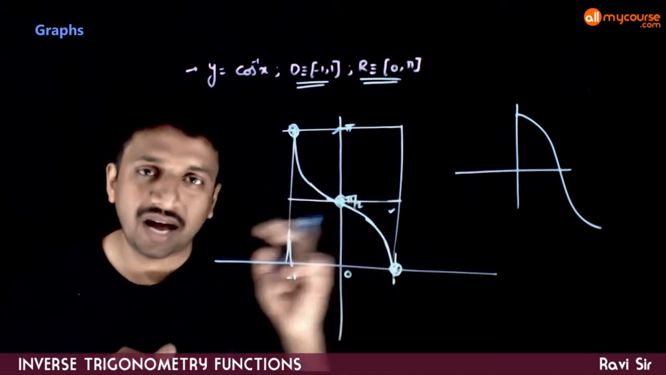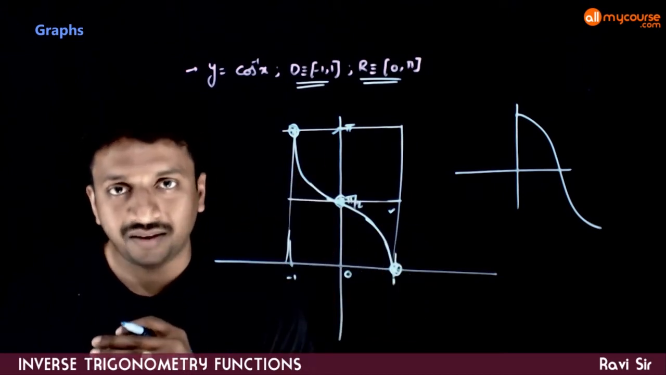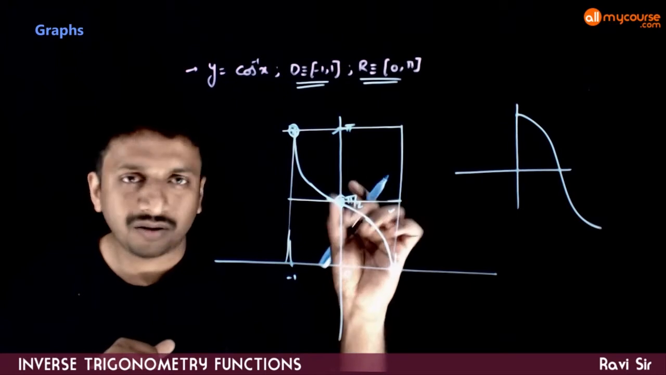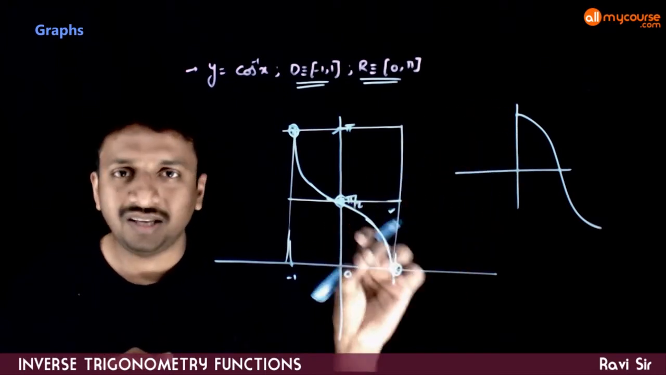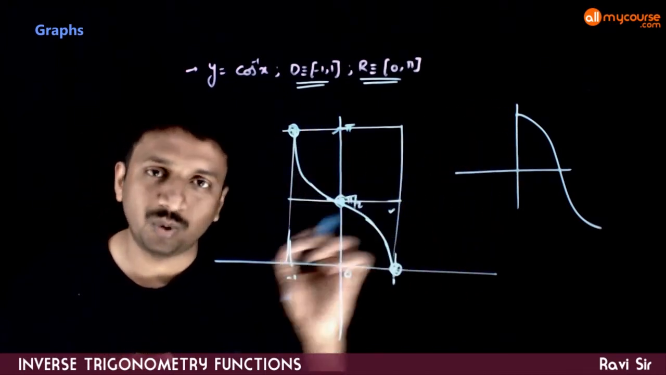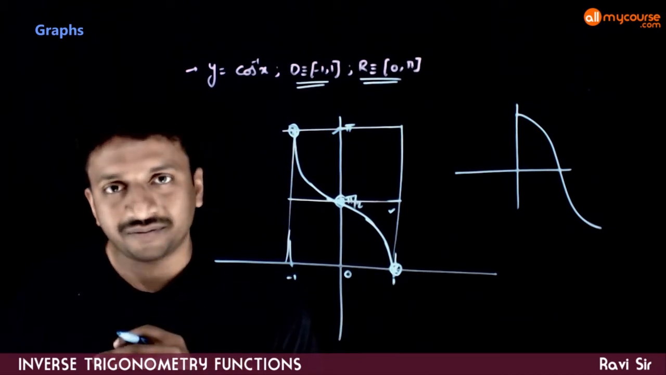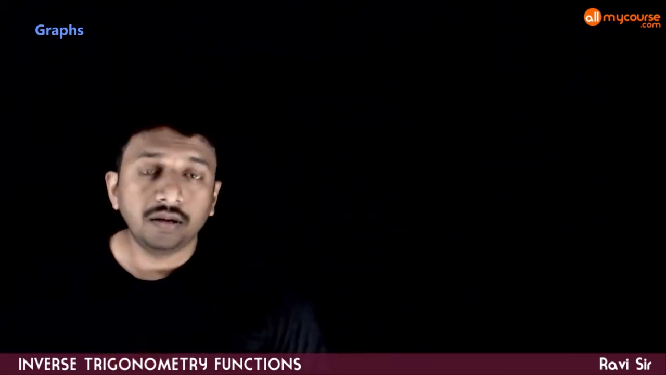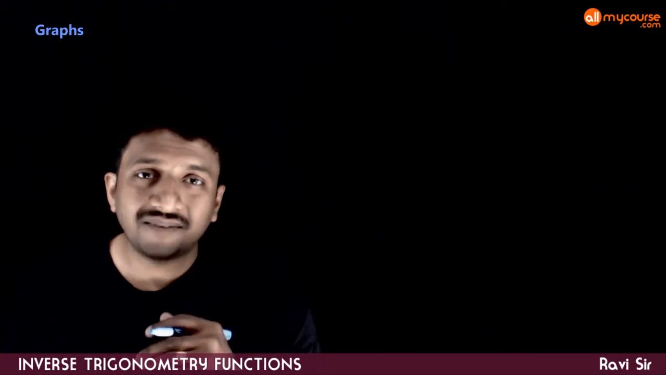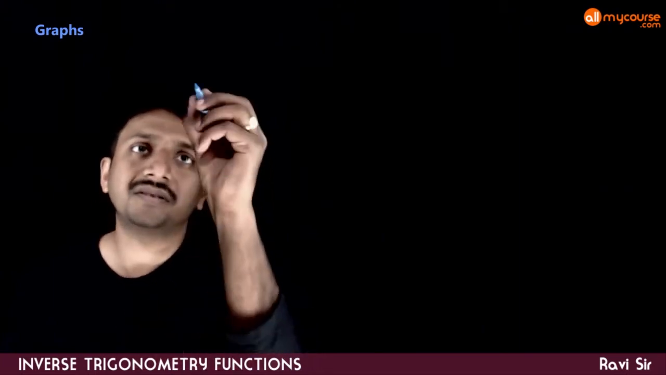So this is how the graph of cos inverse x looks like. Even if you draw the table and plot the points and join them with a smooth hand, you get the same graph. Next, let us try to draw the graphs of tan inverse and cot inverse.